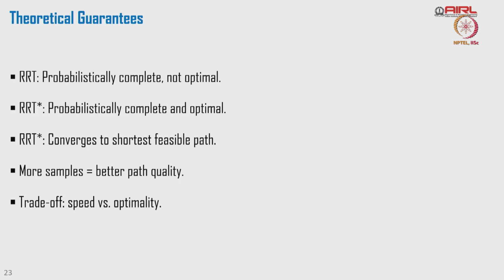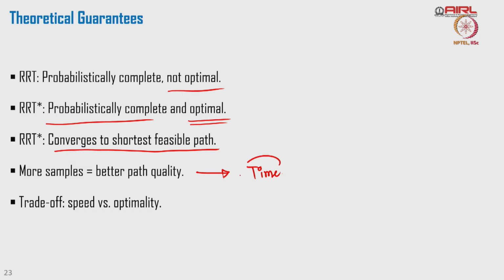Okay. Fine. So, what theoretical guarantees do we get in RRT? It is probabilistically complete. That means if there is a feasible path, it will find it, but it was not optimal. RRT star is also probabilistically complete, but with two different optimization steps, it finally finds the optimal path. One more thing is that RRT star converges to the shortest feasible path. Okay. With more samples, the path quality is better, but at the same time the computation time will go up, right. So, that becomes a concern. So, there is a trade off between speed and optimality, right.